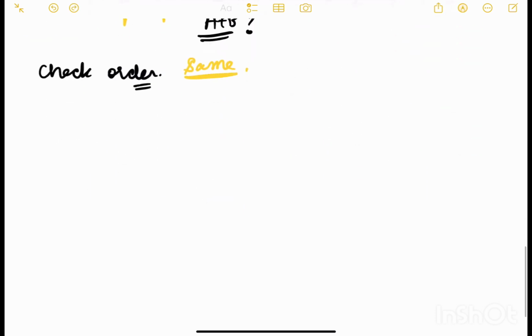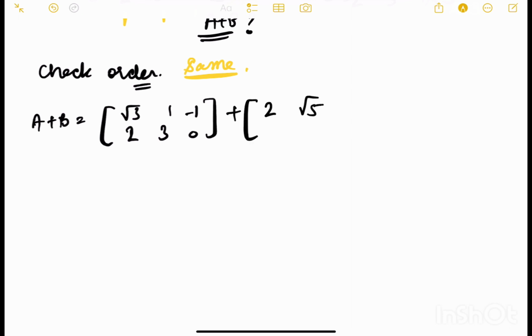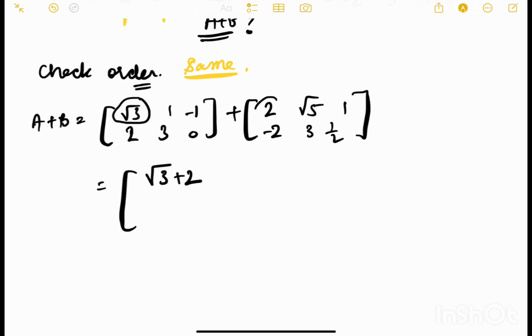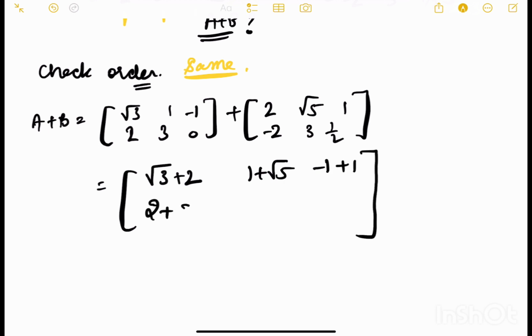So let's write the expression of A plus B. We will just add the corresponding elements. So this root 3 will be added to 2. This one will be added to root 5. In a similar way, we are simply adding the corresponding elements. Minus 1 plus 1. This 2 will be added to minus 2. 3 plus 3, 0 plus half.